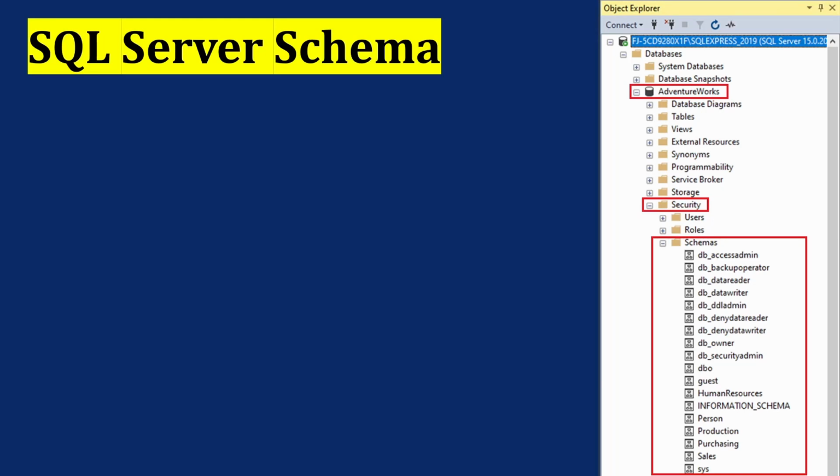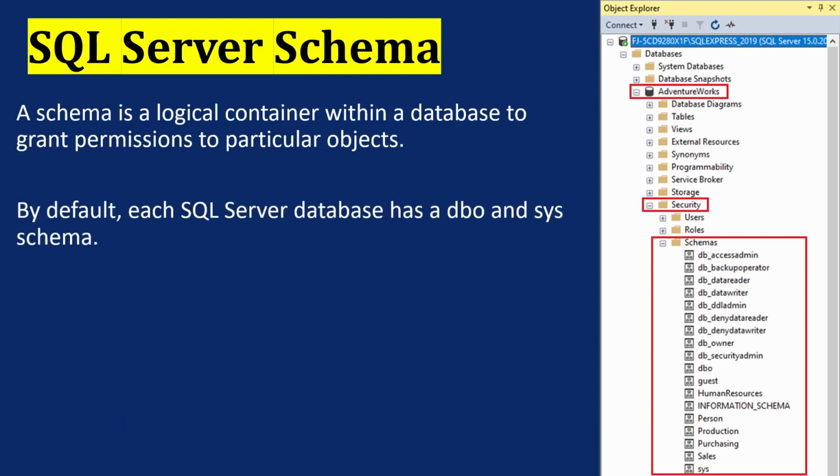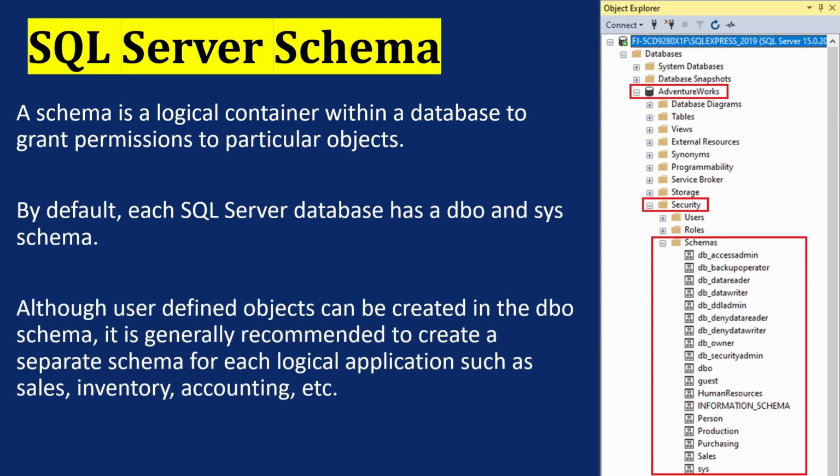SQL Server Schema. A schema is a logical container within a database to grant permissions to particular objects. By default, each SQL Server database has a DBO and sys schema. Although user-defined objects can be created in the DBO schema, it is generally recommended to create a separate schema for each logical application, such as sales, inventory, accounting, etc.